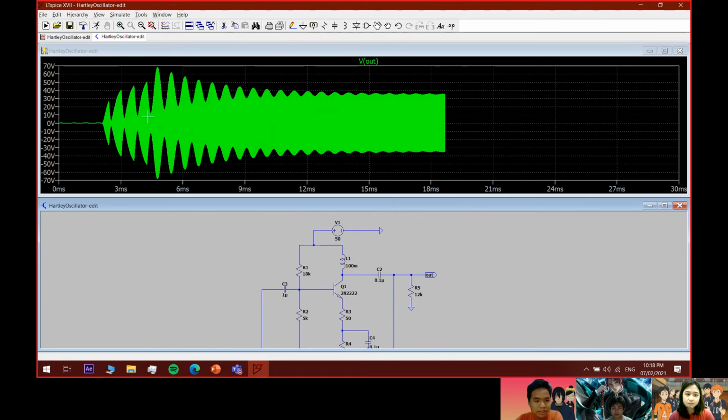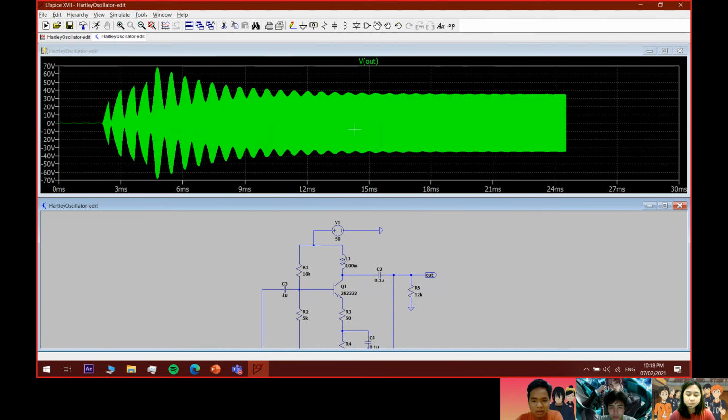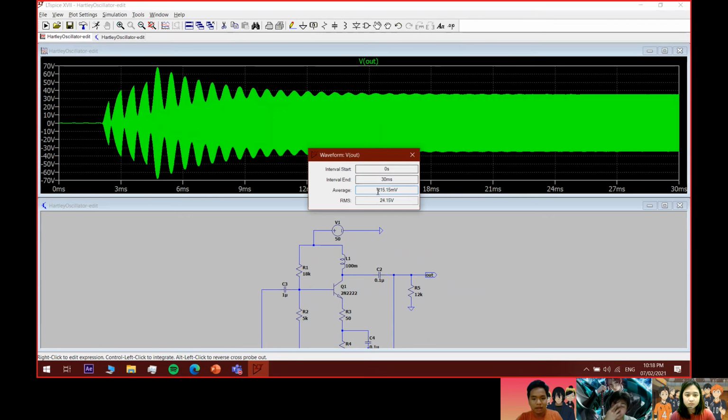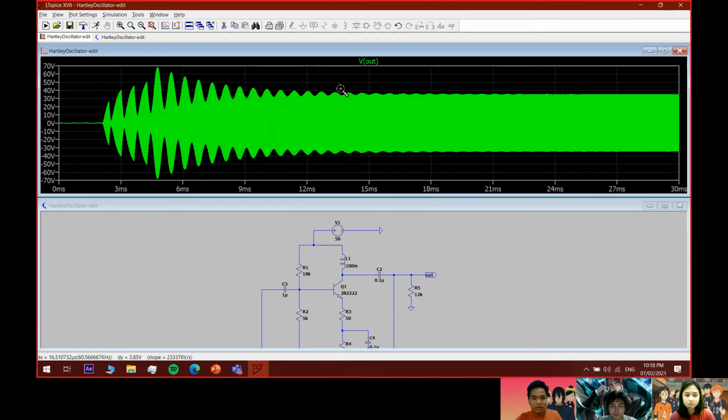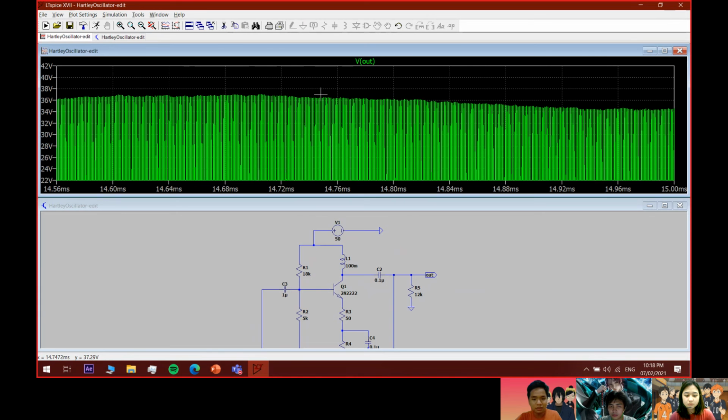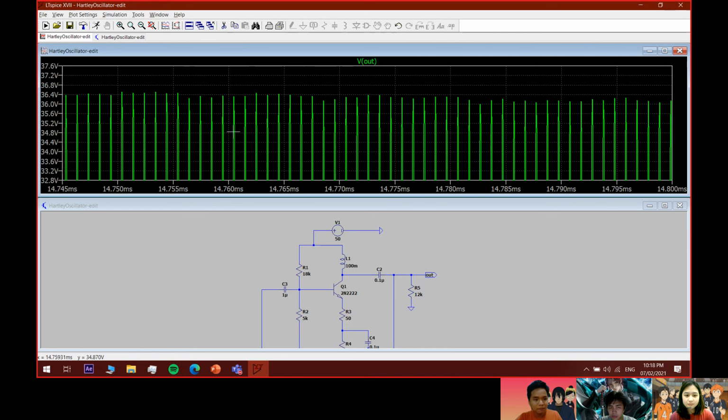As we can see, this is a sine wave, and this solid green is a solid frequency wave output by voltage in the Hartley oscillator. Now, as you can see, we have here the RMS. We have 24.15 volts RMS, and as we zoom in, we will see the waveforms here. So we can now see the high frequency of the waveforms, and these are the peak values.